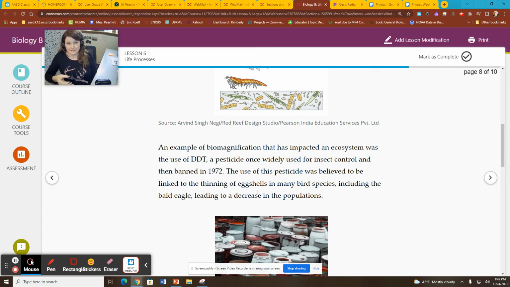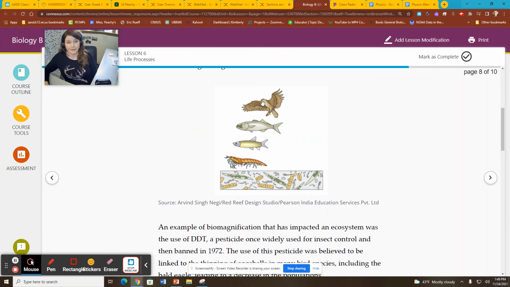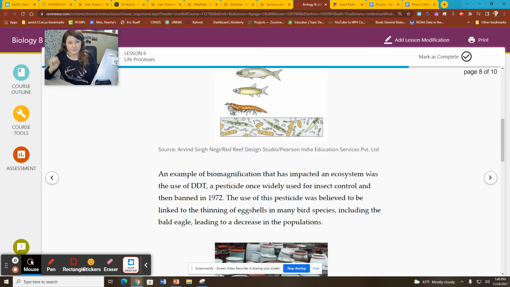But even though the pesticide was used on insects, through the process of biomagnification, it became more and more concentrated in the higher trophic levels until the bald eagles, being way up here in the trophic pyramid, had a very, very high concentration of this pesticide in their bodies. The result is that the pesticide actually caused them to lay eggs with very, very thin eggshells. And so they would lay their eggs, but the eggs would break before the babies could actually incubate and hatch. And so we had a really small number of chicks that were born to bald eagles.